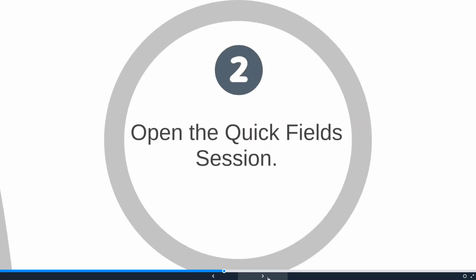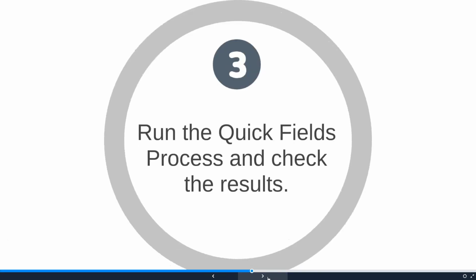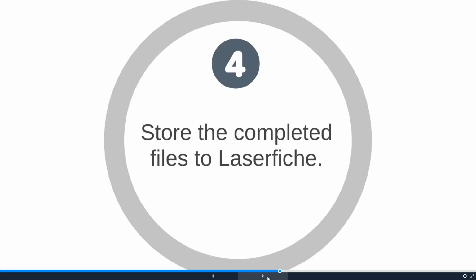Then we'll open the QuickFields session. Then we'll run the QuickFields process and check the results. This is that process of QuickFields going through, recognizing the barcodes and applying the appropriate metadata. And then we'll store the completed files into the folder structure that we want them to go into in the Laserfiche client. So today what we're seeing is a process where you would scan documents first and then process them with QuickFields second. But you could certainly scan right into a QuickFields session as well.